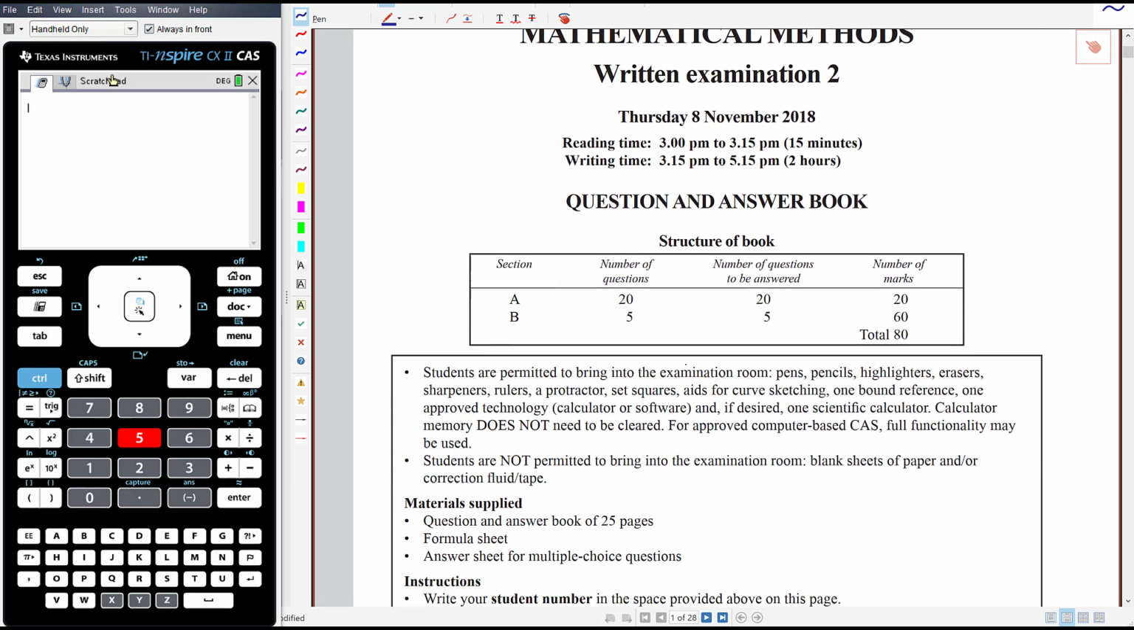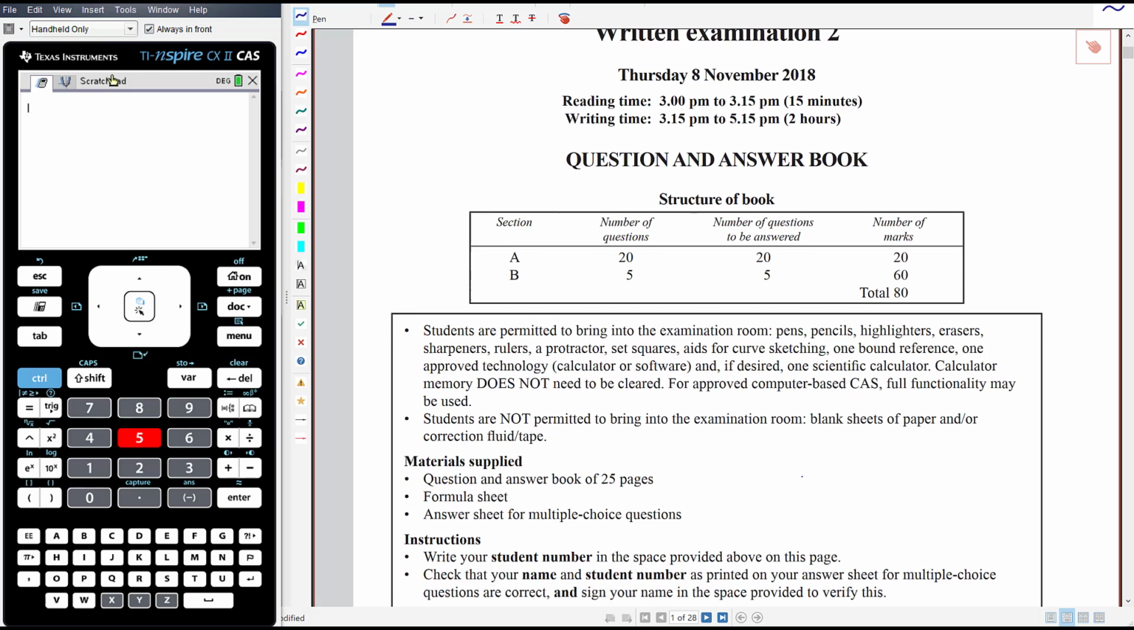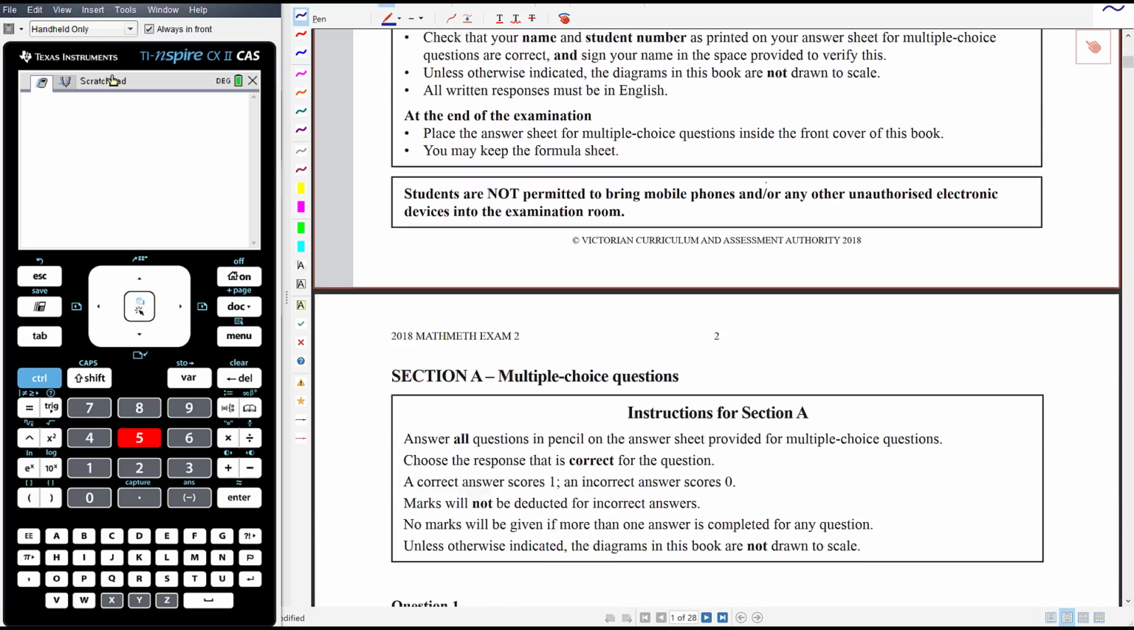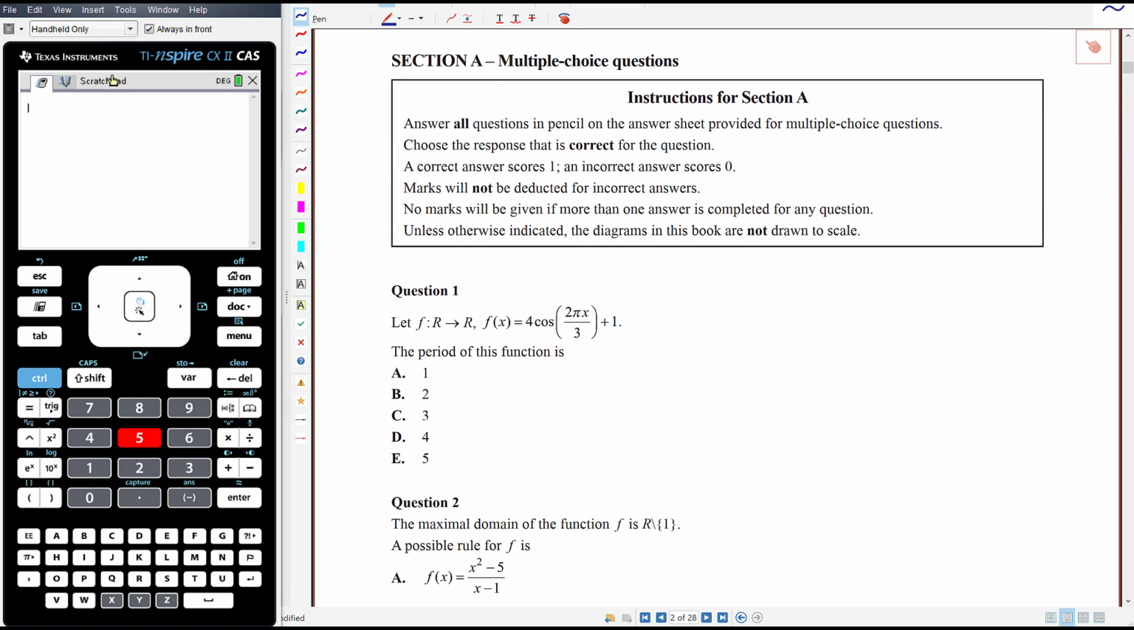In Exam 2 you can use a CAS calculator, which I've got open here, and you can also refer to your bound reference of notes. So let's get started on the questions.